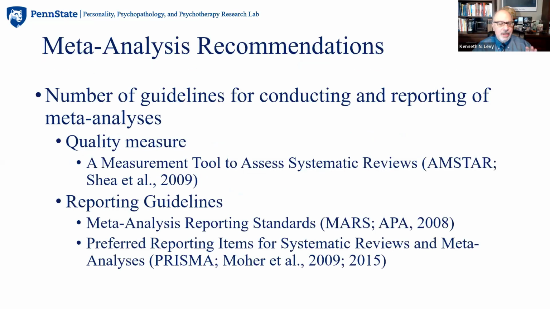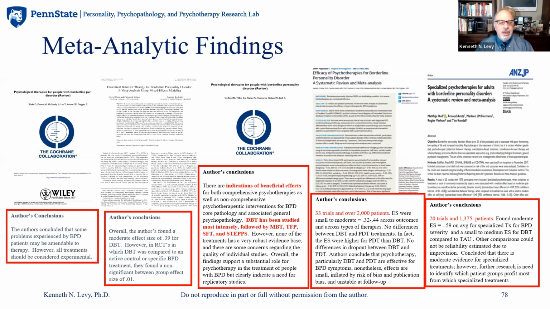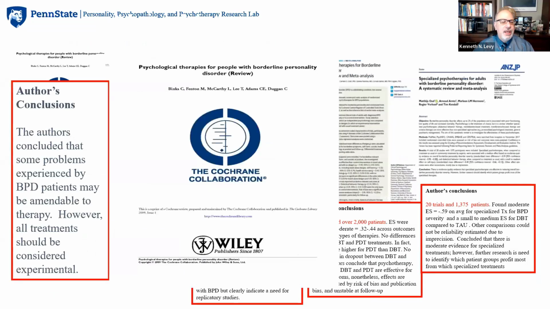And as I said, there are a number of recommendations and guidelines for how one actually reports a meta-analysis. It turns out there have been several meta-analyses, as I show here, with regard to treatment of borderline personality disorder. The original one was a Cochrane report of 8 studies. It essentially said it looks like psychotherapy for BPD is effective, but given how few studies there are, we can't reliably say that, but it's probably a good bet that we should be studying this more.